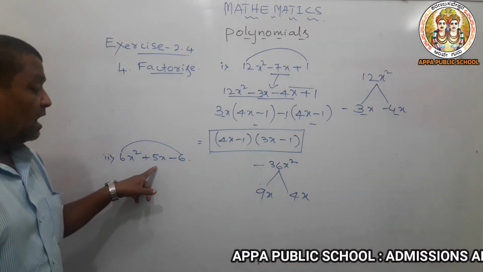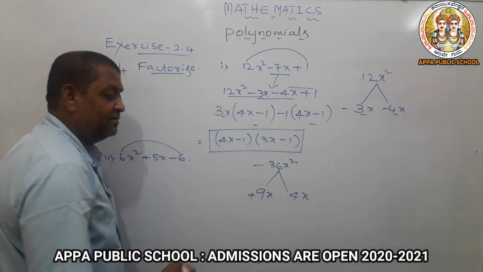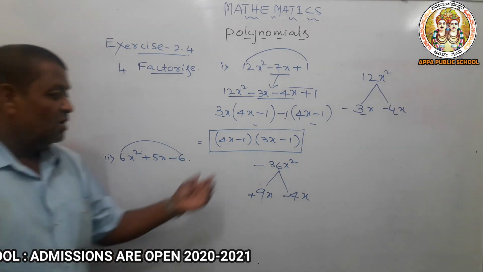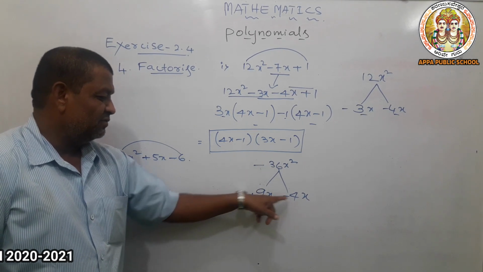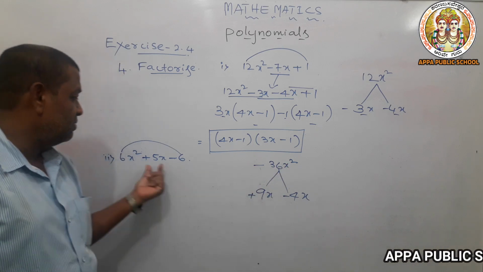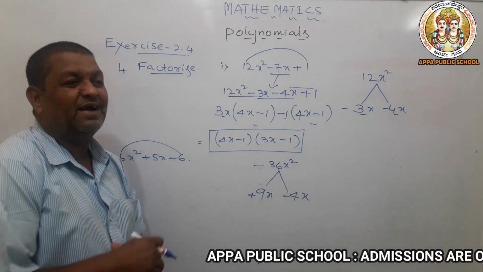Okay, I want plus 5 here. So give the bigger number the plus sign and the smaller the minus. Once you got it, please check it. Plus into minus is minus, 9 fours are 36, x into x, x square. Plus 9 minus 4 is plus 5. Yes, we got the right factors.